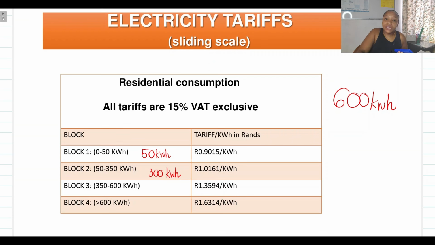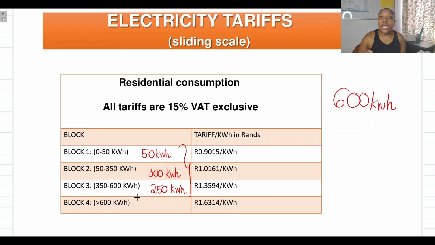However, guys, we need 600 kilowatt hours, so we need to continue. In the third block, what is the maximum amount of units that you can consume here? It's going to be 600 minus 350, which is 250 kilowatt hours. And then, guys, what do we notice? If you add up all these units of electricity, 50 plus 300 plus 250 gives us 600 kilowatt hours of electricity.